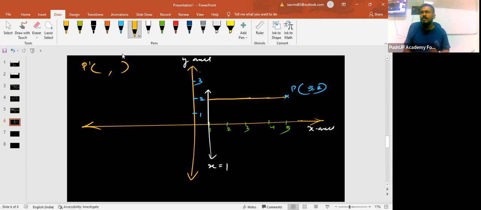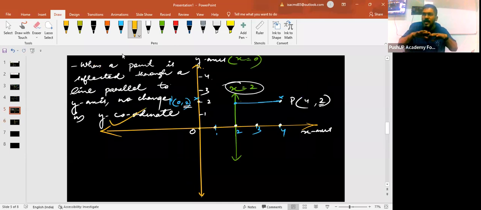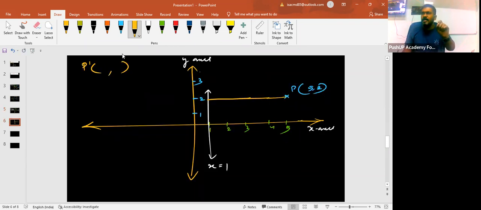Children, you first of all remember the technique which I have taught over here. When you are reflecting a point through a line parallel to the y-axis, no change in the y coordinate, right? Am I reflecting that point P through a line parallel to the y-axis? Yes, I'm doing that. So what is the y coordinate here? It is 2. Will there be a change in the y coordinate? No. So you should not be bothered about the y coordinate anymore. You should be bothered only about the x coordinate because the x coordinate is the only point which is going to change here.